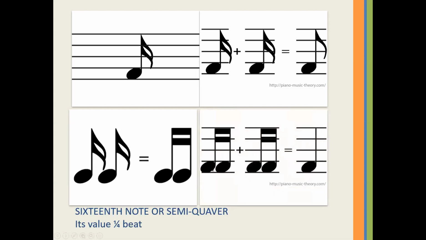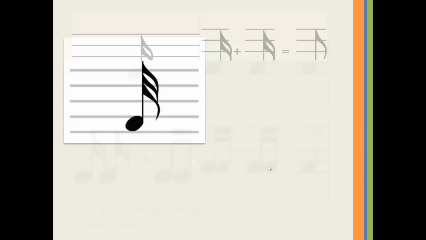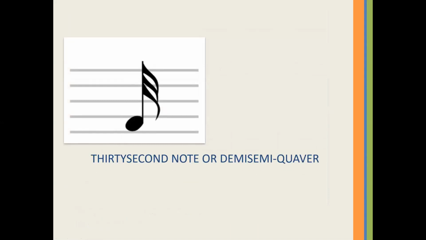And so if we have 4 semiquavers, 4 semiquavers will give us 1 note, because we have 1/4 times 4. Okay, 1/4 times 4 will give us 1. Each has 1/4 as the beat value. All right. And we have hemi, semi, demi semiquaver.